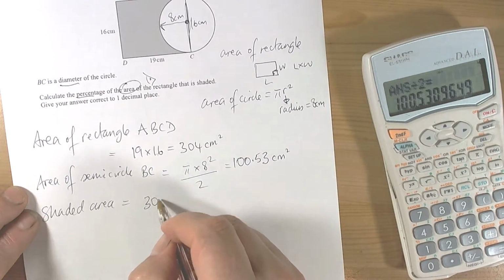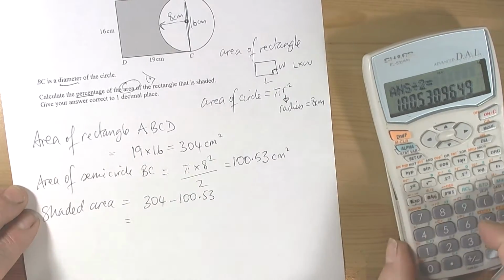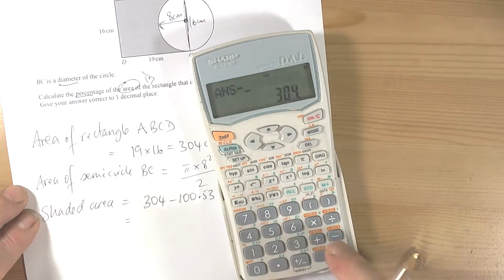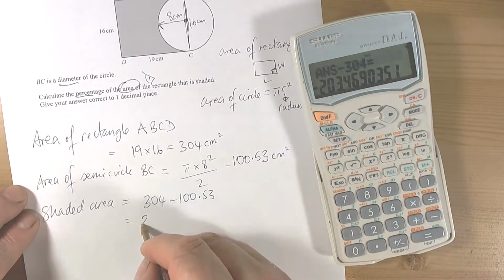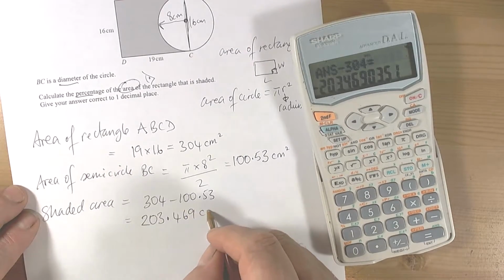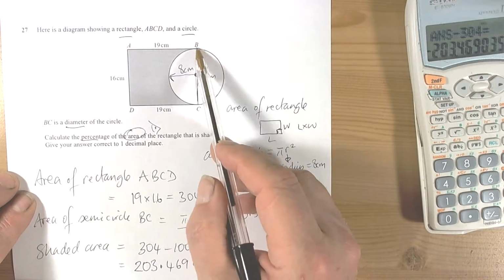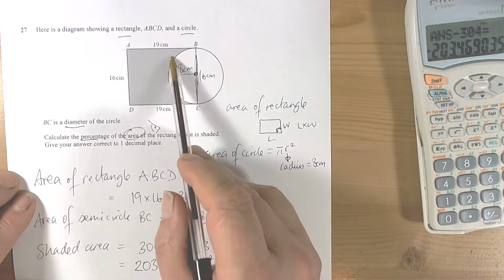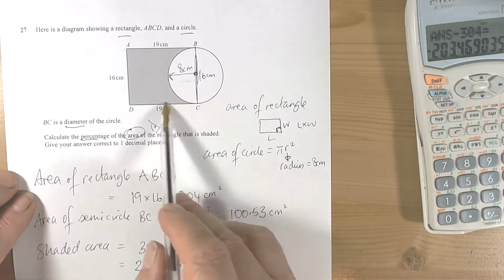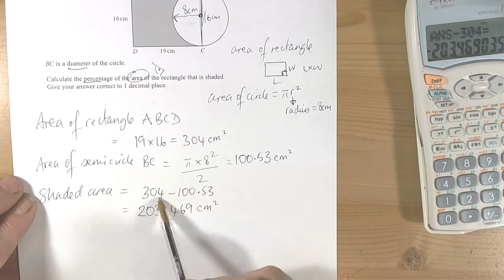So shaded area equals 304 minus 100.53. Okay, so take away from 304. So 203.469 square centimetres. Okay, so what we've done there then is we've recognised that the rectangle ABCD includes the shaded part plus this half circle. So if we work out the area of the whole rectangle, take away the semicircle, then we'll end up with the shaded bits. That's what we've done here.